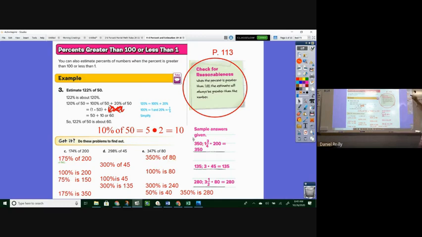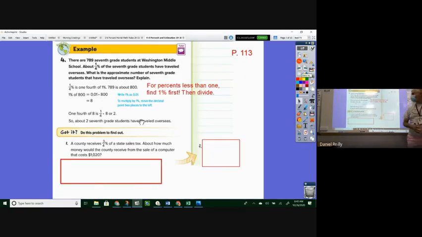All right, lastly, what if the percent is less than 1%? Like a quarter of a percent or 0.6%, less than 1 out of 100. This one says there's 789 seventh grade students. That's a big school right there. About a quarter of a percent of them, 1/4%, that's less than 1/100th, a very small number, have traveled overseas. How many students traveled overseas?